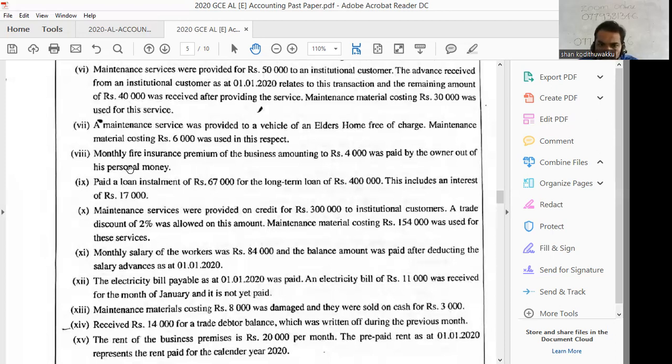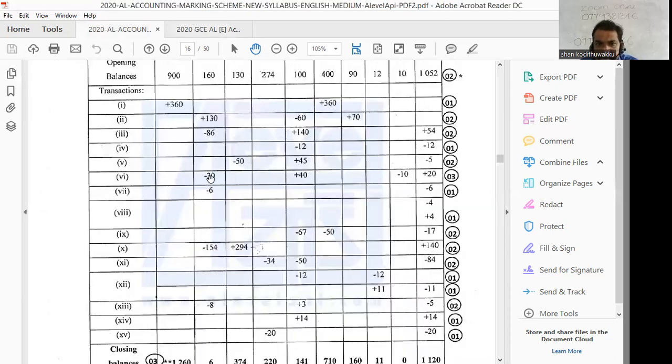Here, when it comes to adjustment number 7, as we have used service material worth 6,000, then minus 6,000 under stock. As a loss, it will affect to reduce equity, then minus 6,000. Right. Next adjustment.